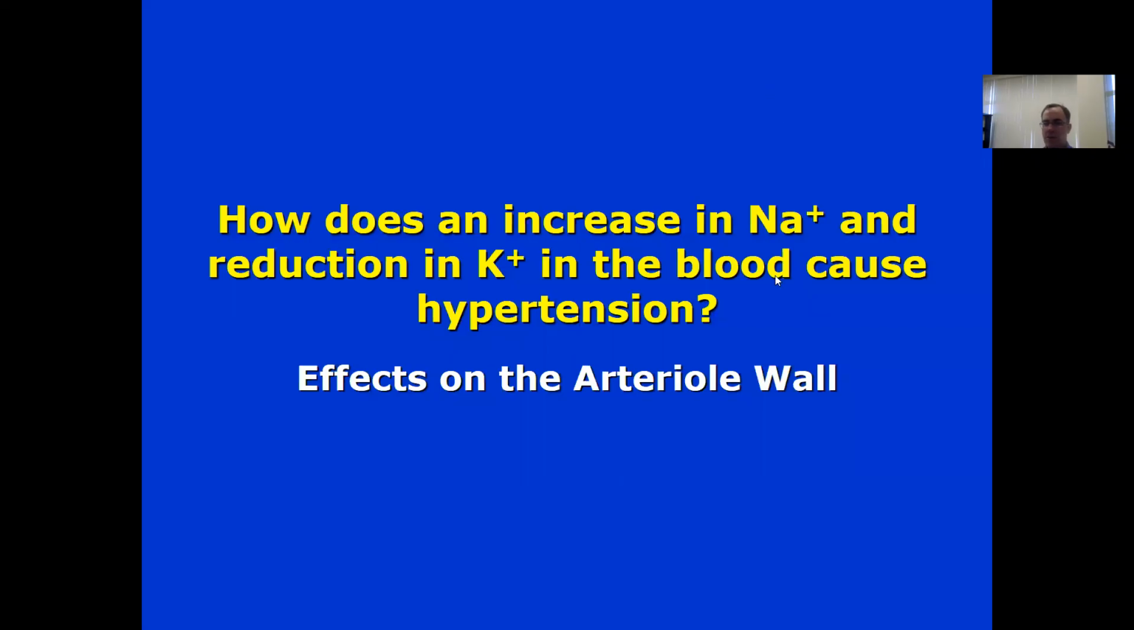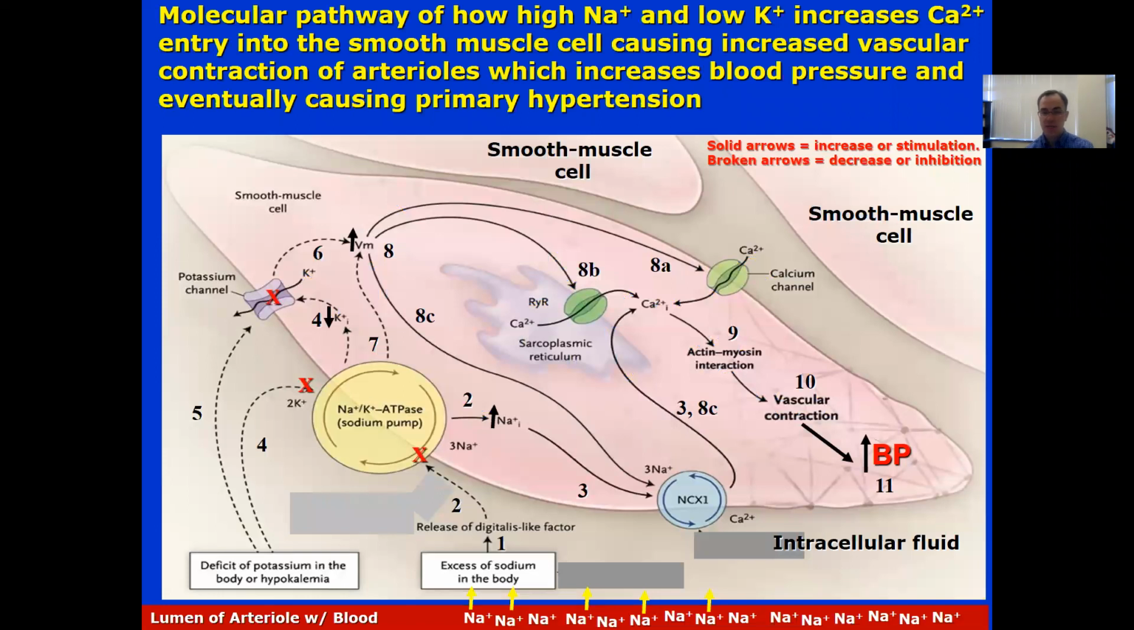All right, so the next part of hypertension has to do with how an increase in sodium and reduction in potassium in the blood of the kidneys cause hypertension. Well, now we're going to focus our attention at the arterial wall. So this is a picture of the arterioles. You have the lumen of the arterioles, and then you have the vascular smooth muscle cells of the arterial wall.